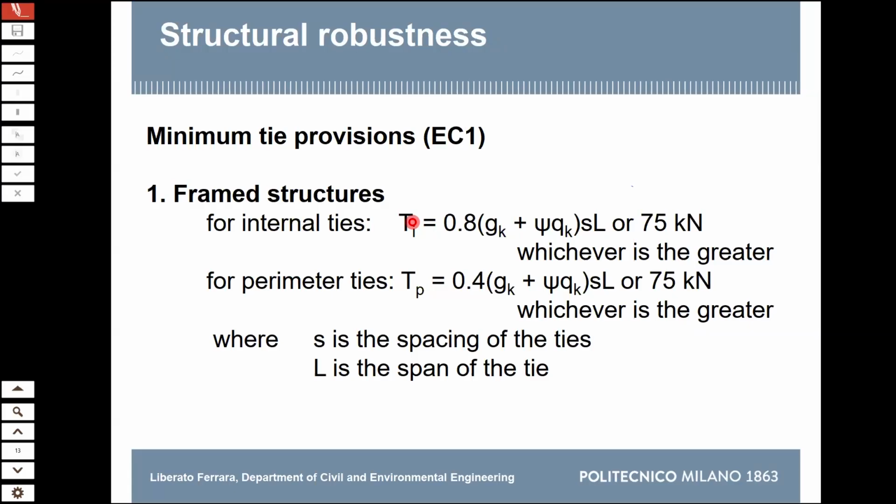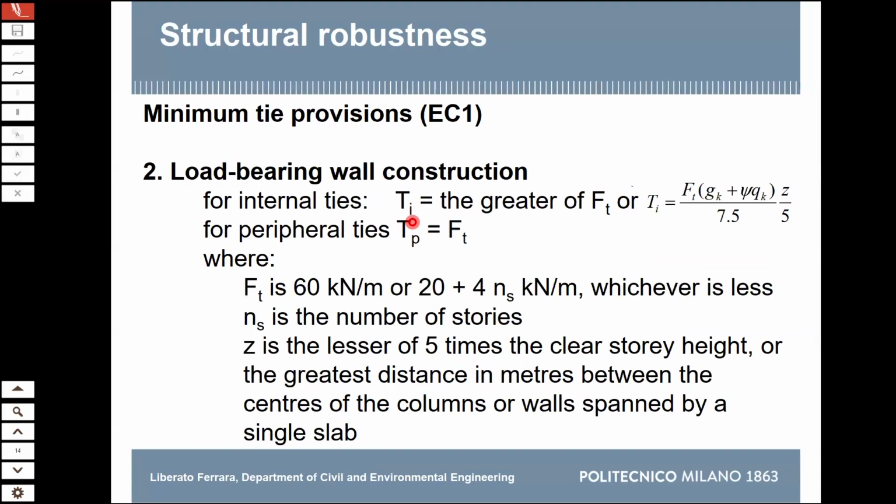We generally use the quasi-permanent combination of action. This is the spacing of the ties. This is the length, so it's like an area of interest that they cover. You use 0.8 as a factor. Well, this is an exceptional action, but still, you see, you require the tie to be able to take 80% of the quasi-permanent combination of action. So it's quite demanding. Well, internal ties are twice as much as the peripheral ties, because internal ties have a symmetric, generally, area of interest. And there is also a minimum force.